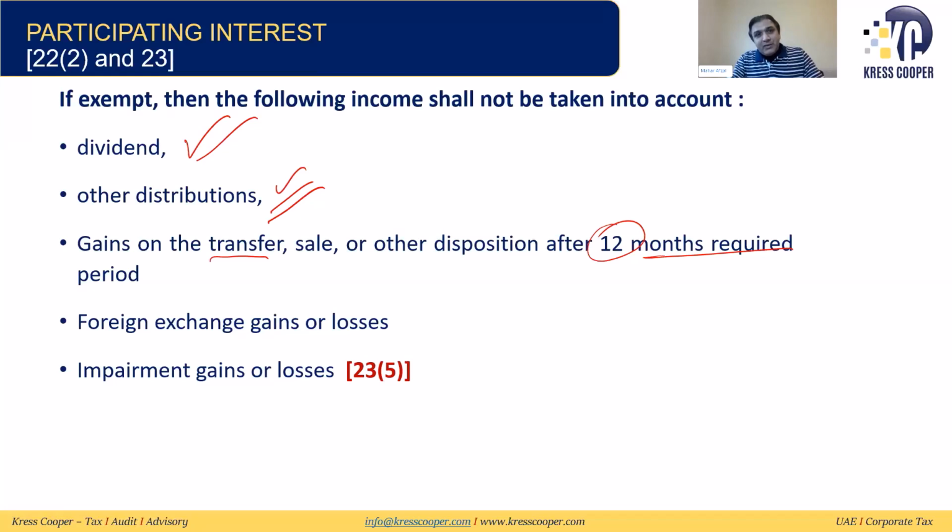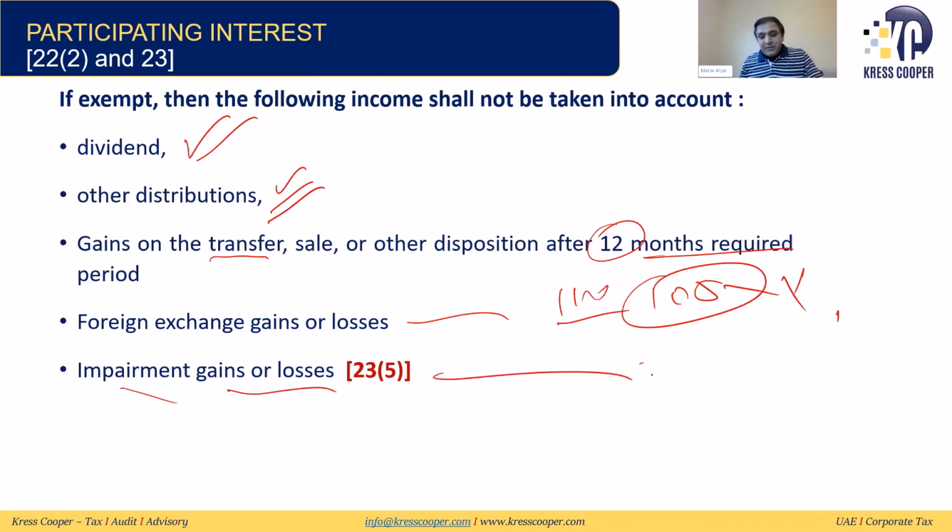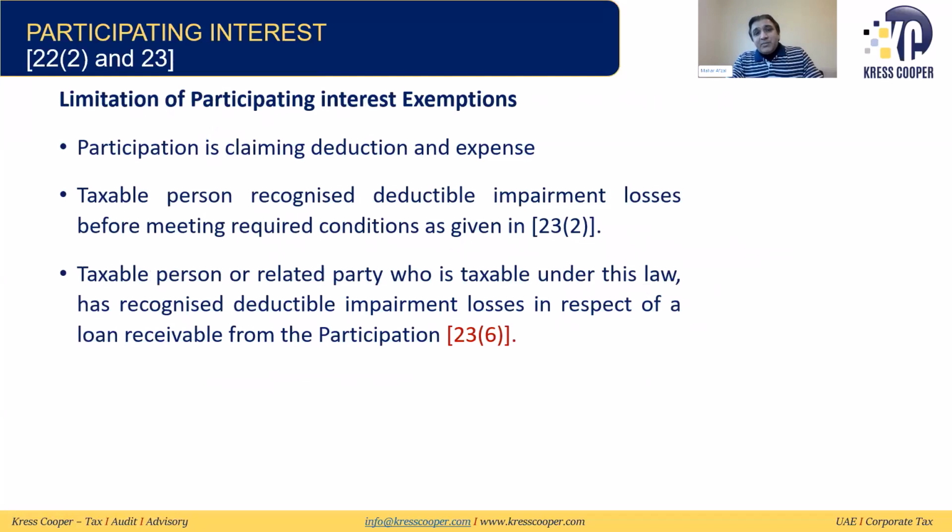But gains, it will not be considered income. Foreign exchange gains or losses on participation interest: the initial value was 100, now it has gone to 105. This 5 will not be subject to tax. Impairment will not be subject to tax as well. Limitation of participation, limitation of participant interest exemption.